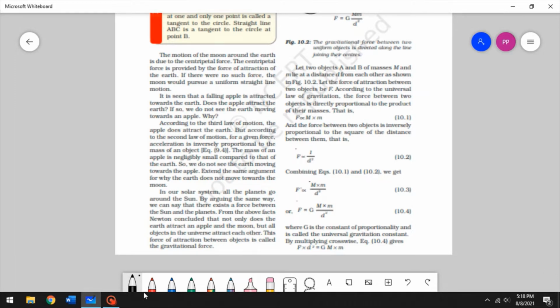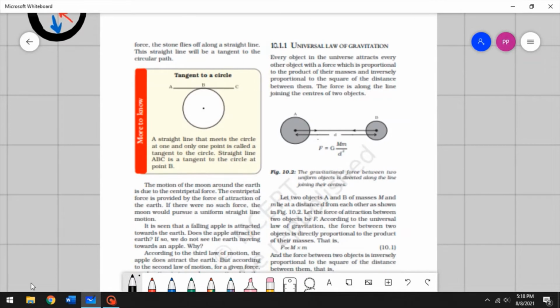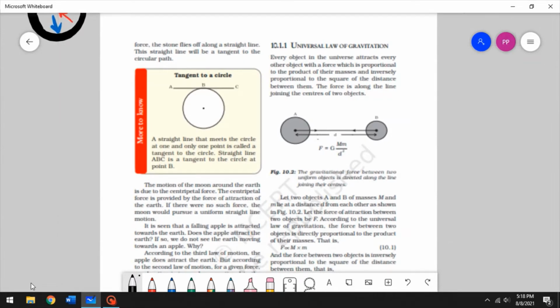Two stars attract each other, two planets attract each other, but whether the effect is negligible or significant all depends upon the mass of the objects. Alright, so this force of attraction between objects is called the gravitational force. Now that we understood what gravitational force is, let's see what the universal law of gravitation is.